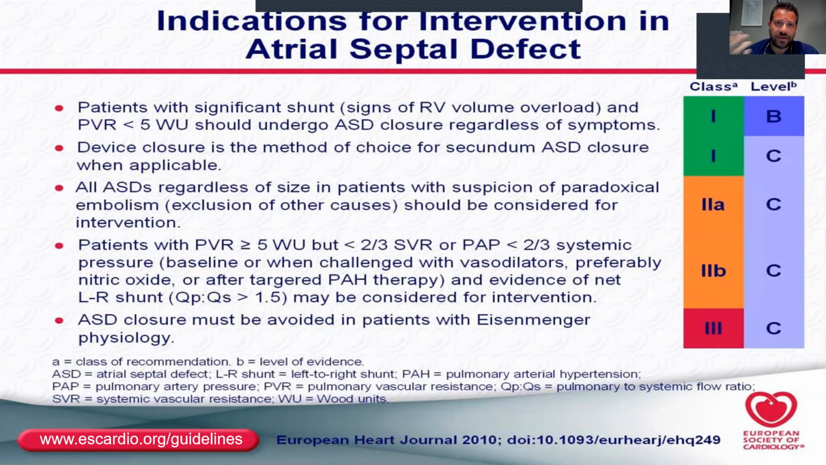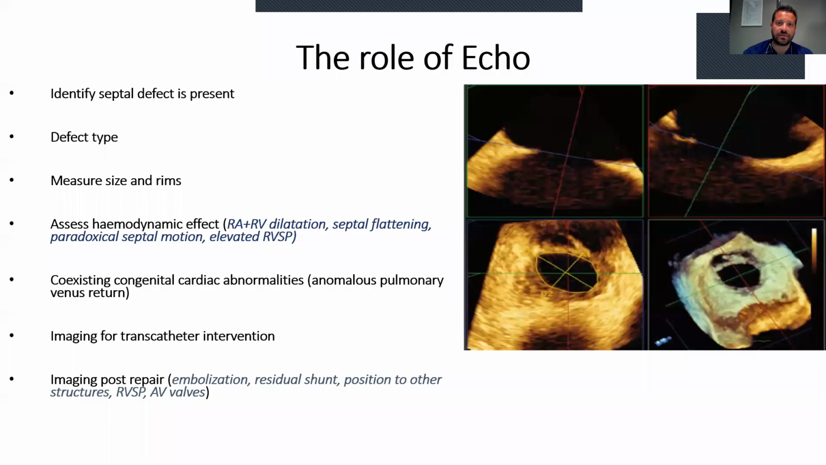Sometimes we can go further, more than 5 Wood units. We can go up to 7 or more, but then we have to be careful. We have to give oxygen to the patient, and we have to know that after the occlusion, he won't have any compromise of the right ventricle.